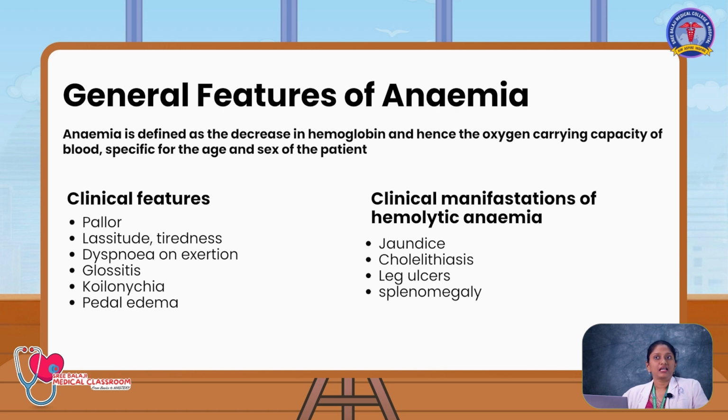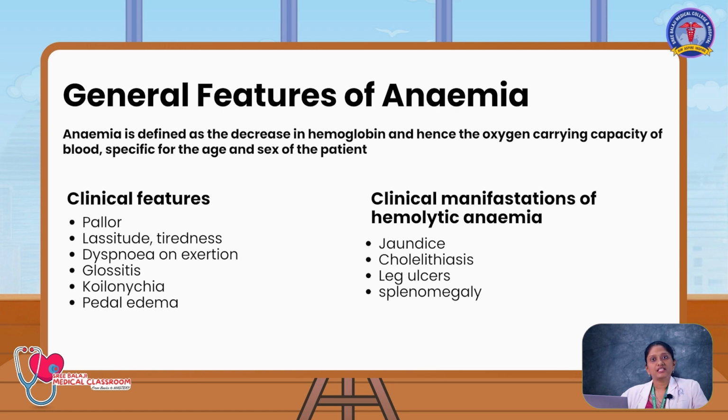Now moving on to the general features of anemia. Anemia is defined as the decrease in hemoglobin as well as the oxygen carrying capacity of blood specific for that particular age and sex of the patient. So clinically, anemia can present as pallor, tiredness, dyspnea on exertion, or glossitis in some patients. In severe cases of anemia, the patients may present with koilonychia, which is nothing but spooning of the nails, as well as pedal edema, which is a dependent edema in the legs.